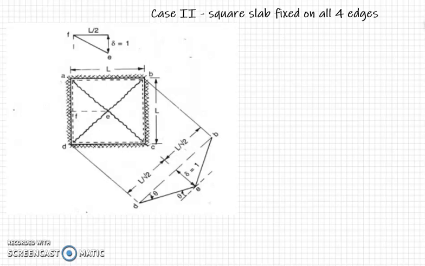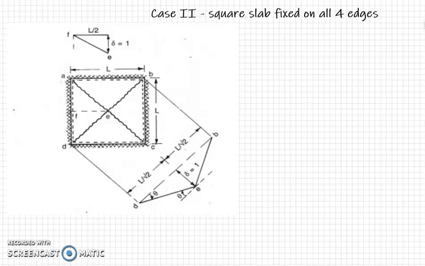Welcome students. In this video lecture, we will be covering case 2, that is a square slab fixed on all four edges. So it's a square slab with length L and it is fixed on all four edges. Now when I say fixed, there will be two types of yield lines or yield patterns that will be formed. One is a positive yield line that is shown as the diagonals, and the second one is the negative yield line that is developed at the corner due to the negative moment.